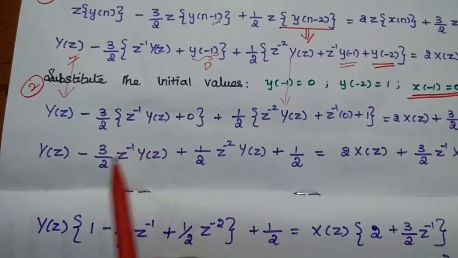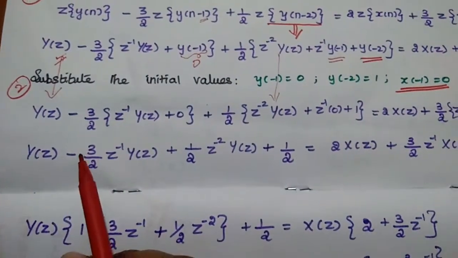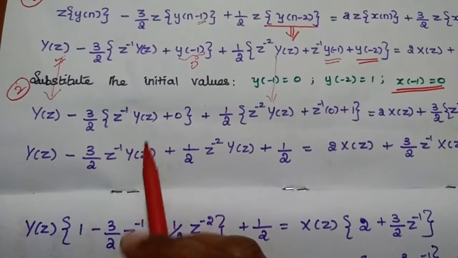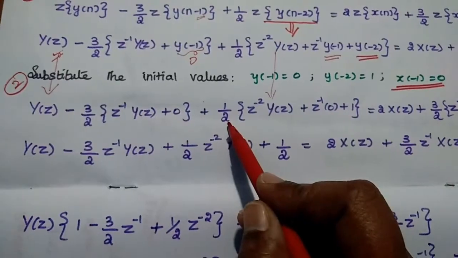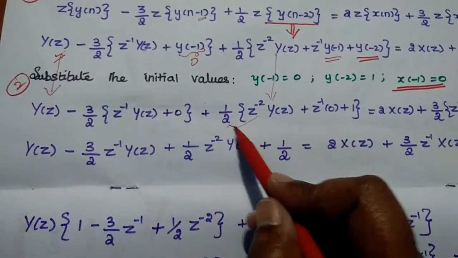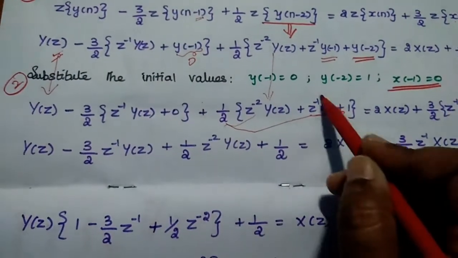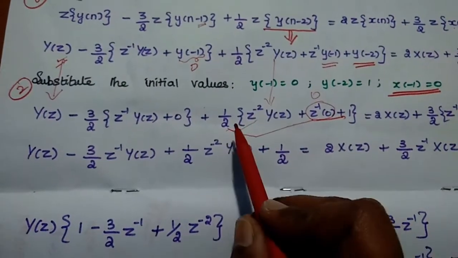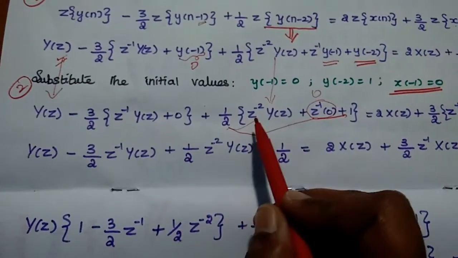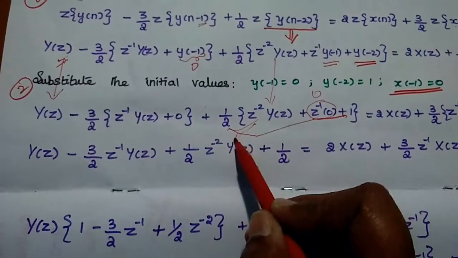After that, simplify this. So y of z minus 3 by 2 z inverse y of z, this is 0. So we can leave it as such. And multiply this 1 by 2 into this value as well as with this value. So this term becomes 0. Z power minus 1 into 0 is 0 obviously. So 1 by 2 z power minus 2 into y of z.